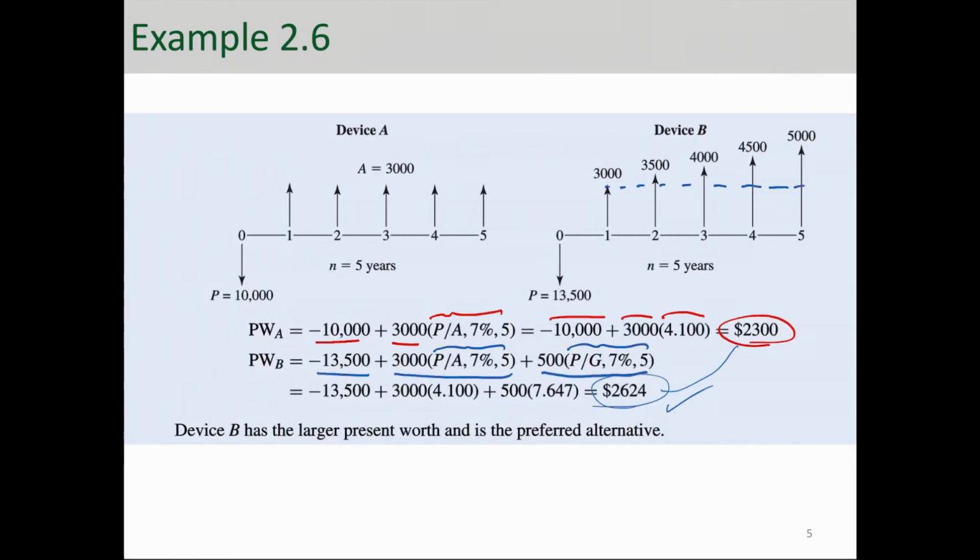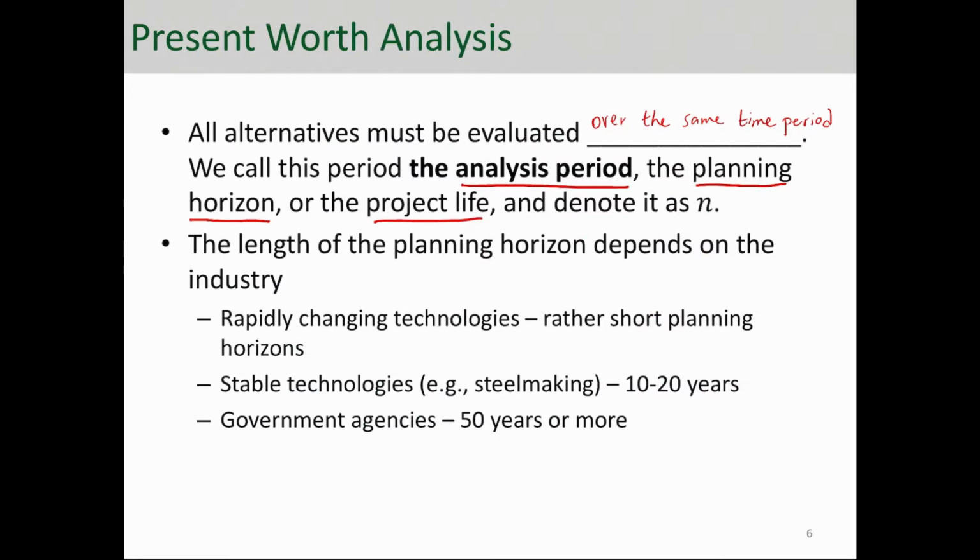For example, in this problem, the analysis period was 5 years. And you notice that we compared them over 5 years. So it was an apple to apple comparison essentially. Now, the length of the planning horizon really depends on the industry. If you're comparing multiple investment opportunities in rapidly changing technologies such as the tech industry or maybe entertainment industry, those planning horizons are rather short, maybe 5 years or so.